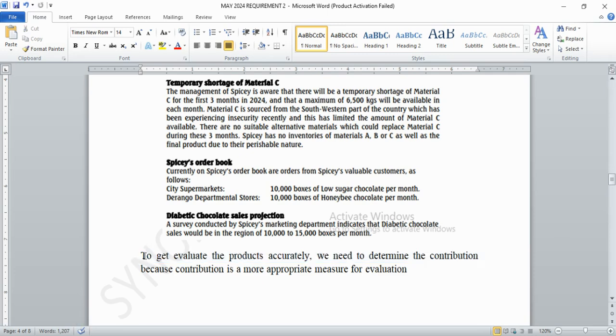So first off, what do we now need to do? We already analyzed this. We already know that the first thing we have to get is our contribution. And we already said that contribution is what? What's the difference between contribution and profit? Now, if you look at this, let's go back up a bit.